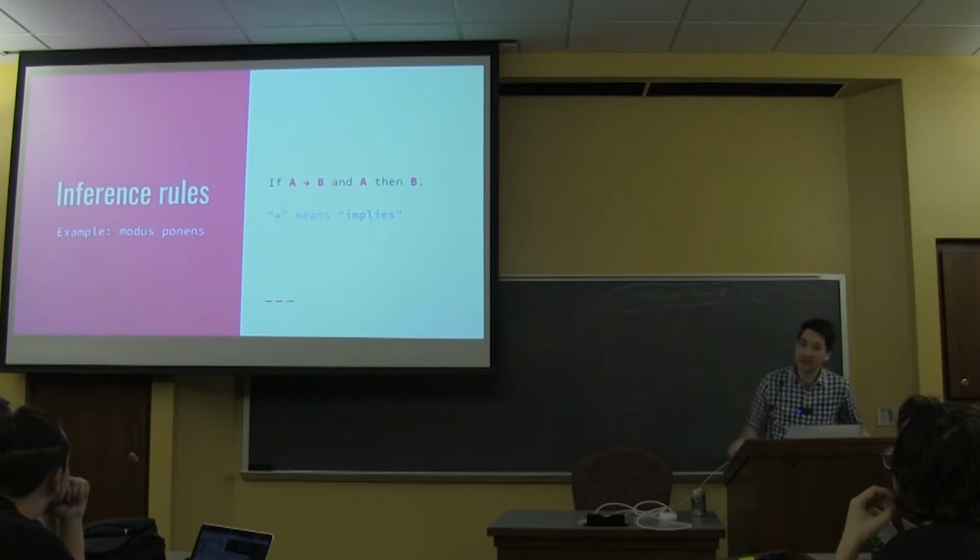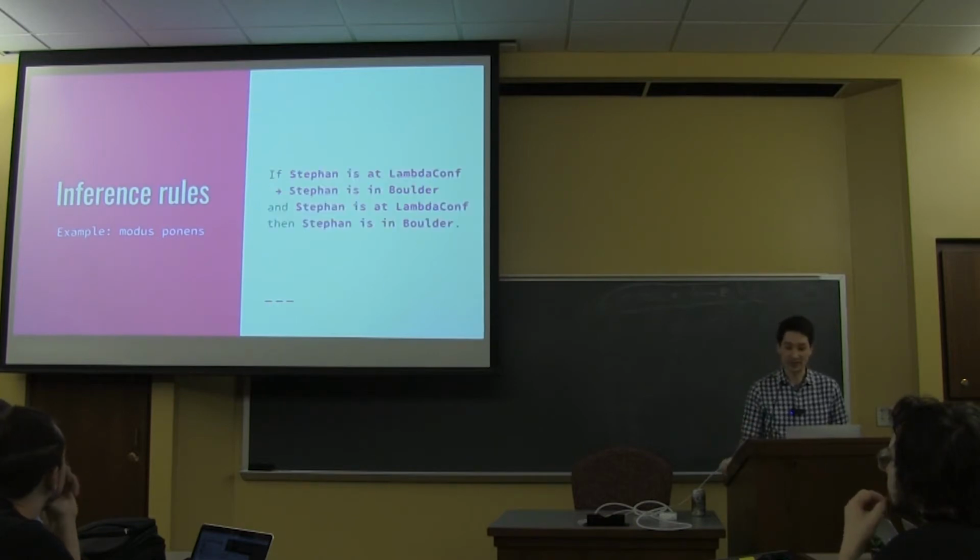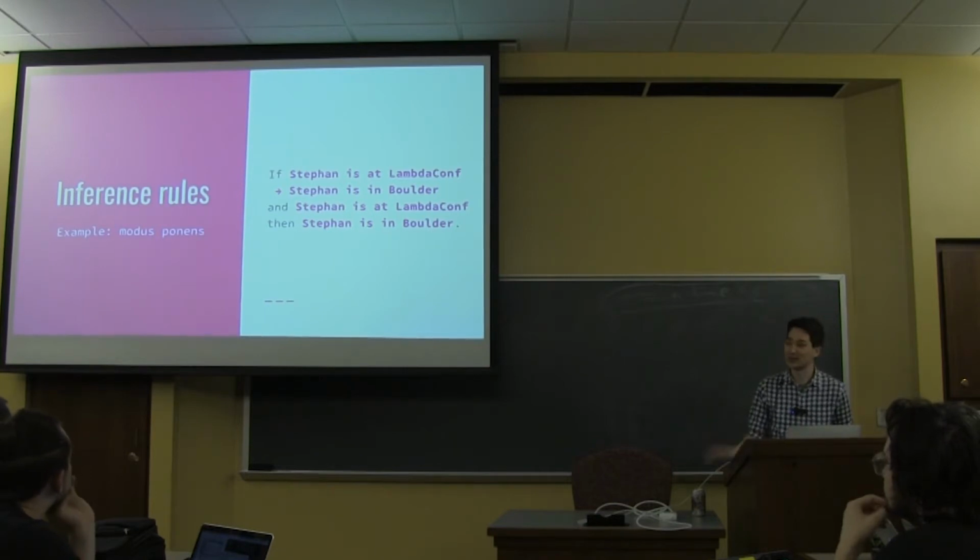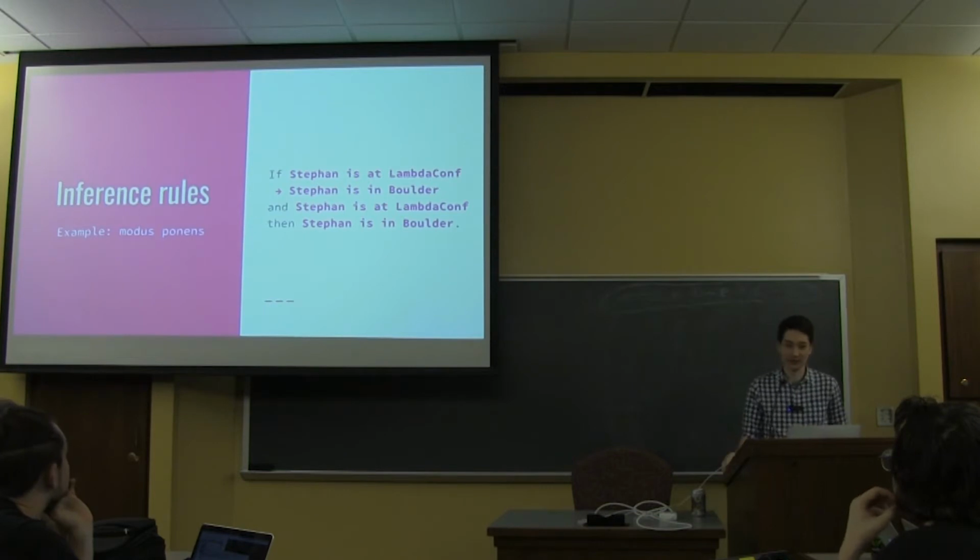That arrow there means implication, by the way. So just to make it more concrete, let's replace A and B with some propositions that involve me. Here's an example. If Stephan is at LambdaConf, that implies that Stephan is in Boulder. And if we know that Stephan is at LambdaConf, then Stephan must be in Boulder also.